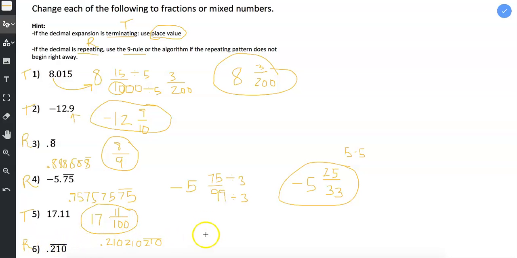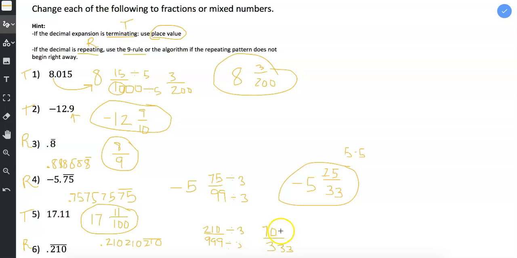And then for this last example, 210, the pattern is 3 numbers long, so I put this over 3 9s. Remember, with repeating decimals, we use the 9 rule to change it to a fraction, if the repeating pattern starts right away, which it does. Now, 210 I know is divisible by 3. So 210 divided by 3 gives me 70. And 999 divided by 3 gives me 333.